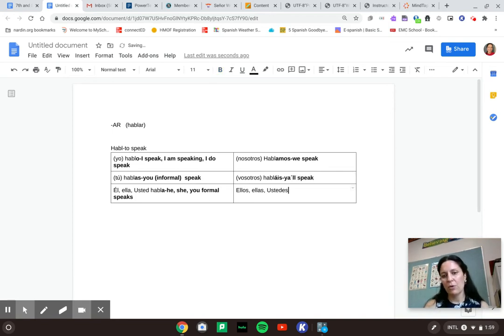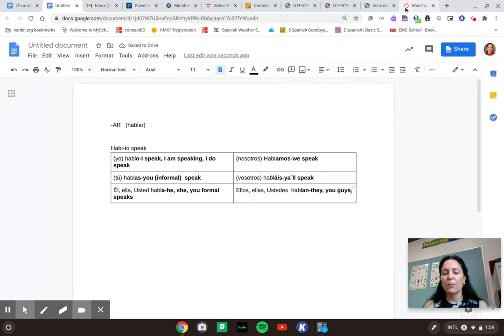And then we have ellos, ellas, ustedes. And we're going to take our stem. And our stem, again, is when we take off our AR, we're left with habl. And then we're going to add our AN ending for ellos. So this is the conjugation for they, male and female, or you guys.